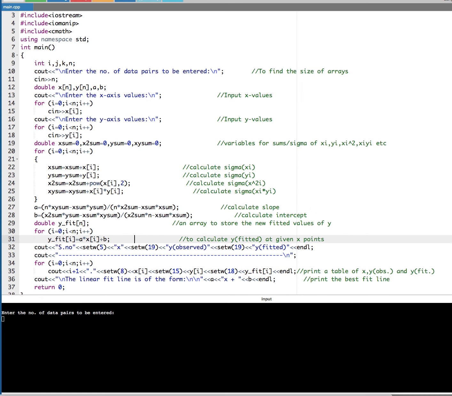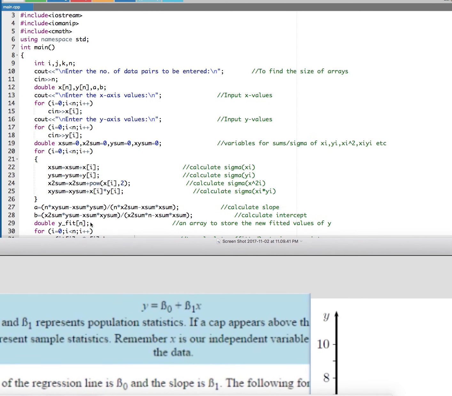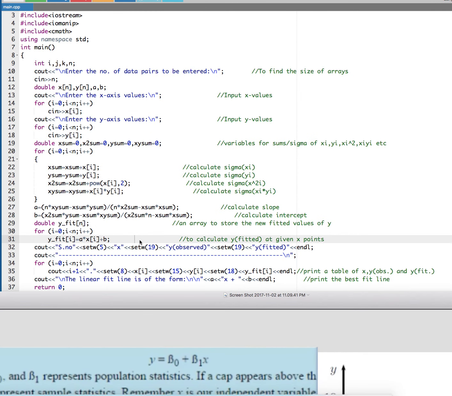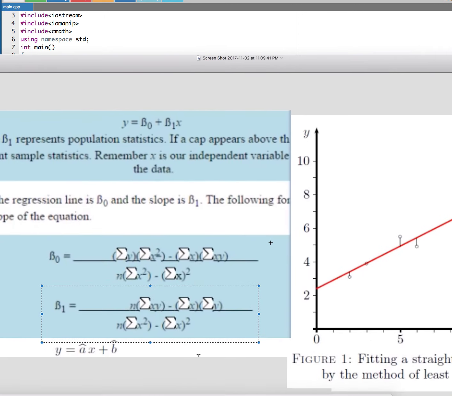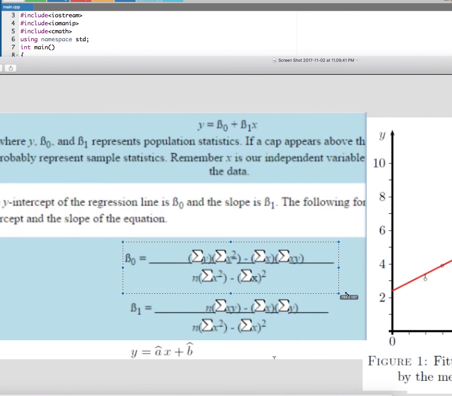N times sigma xy, minus sigma x times sigma y, and to put it over, we put a slash right here, and n times sigma x square minus sigma x times sigma x. Here we have sigma x square. If you multiply sigma x times sigma x, it's the same thing, right? Sigma x square. So that's what we did for the slope, and to find the intercept, we had to use this equation, the top equation.